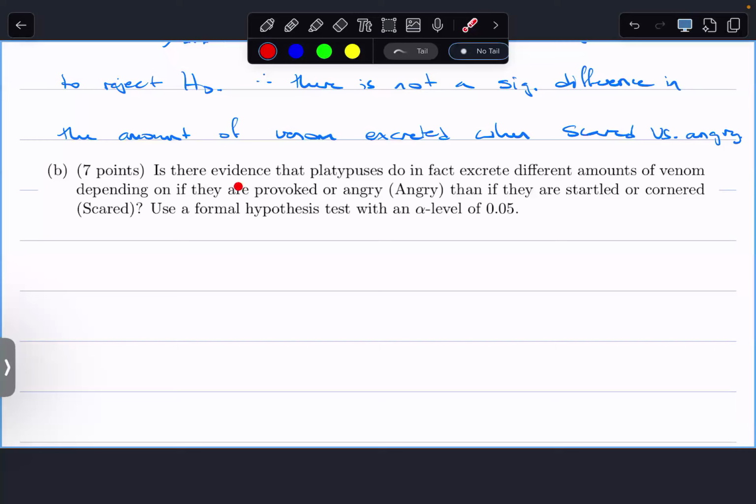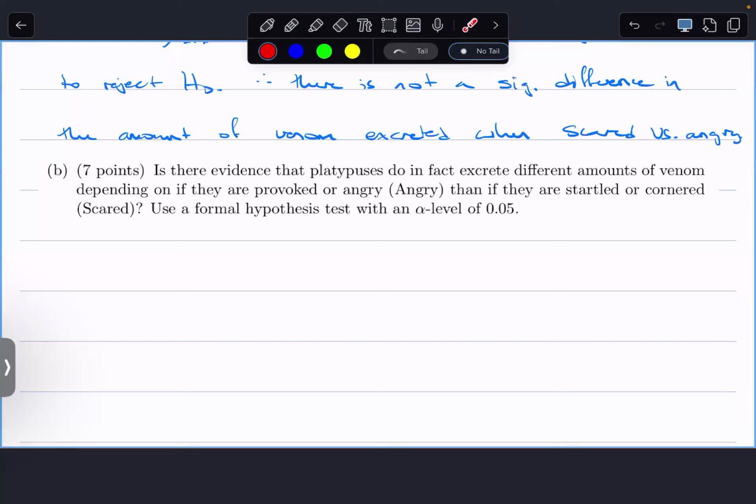We've already done part of this question though, so you can go ahead and do a formal hypothesis test, which means following all the steps. And so is there evidence that platypuses do in fact excrete different amounts of venom depending on if they're provoked or angry than if they're startled or cornered? Use a formal hypothesis test with an alpha level of 0.05.